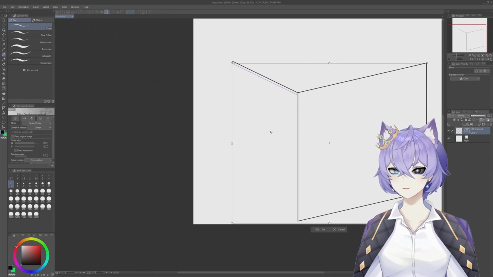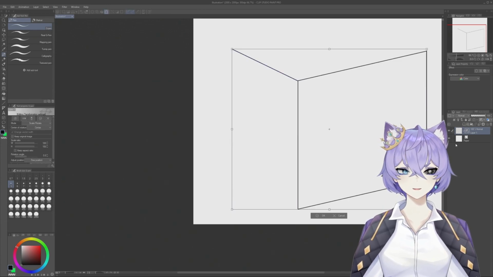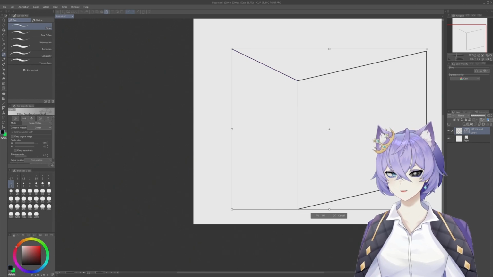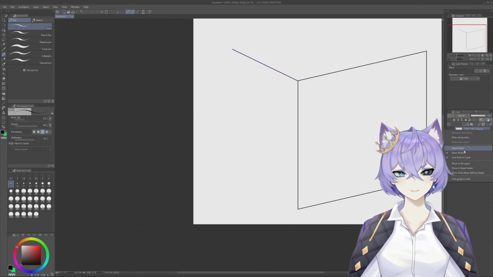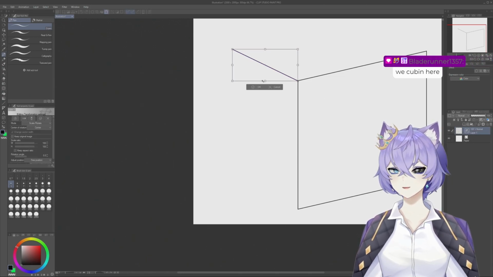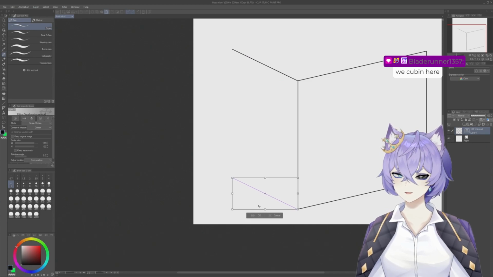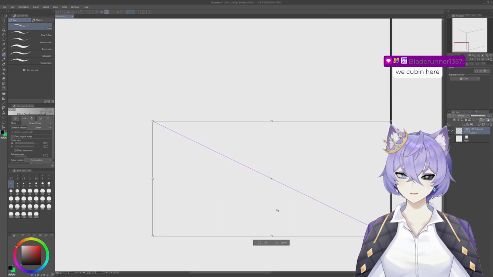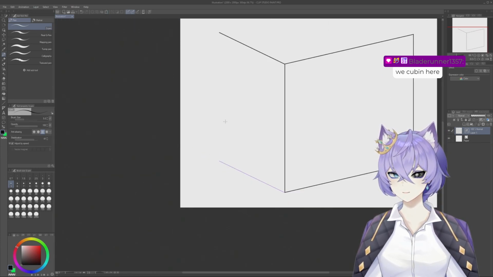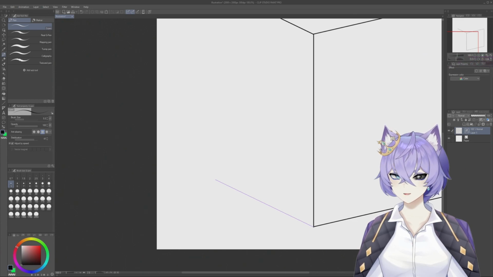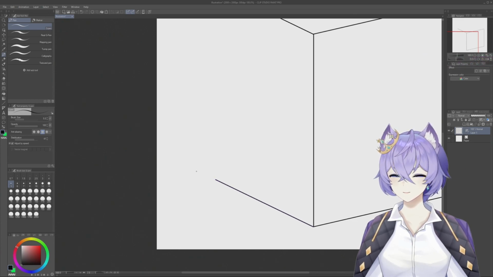My sudden genius is quickly fading. How do, let's see. We cubing here. We panicking here is what we doing. There we go. And then draw a line along the ruler. There we go.